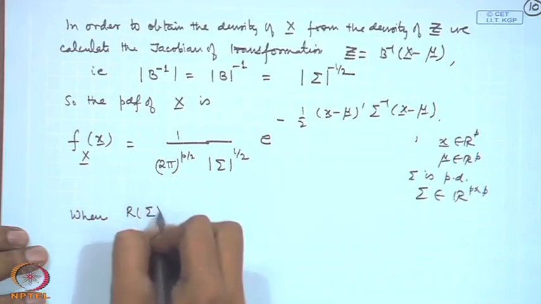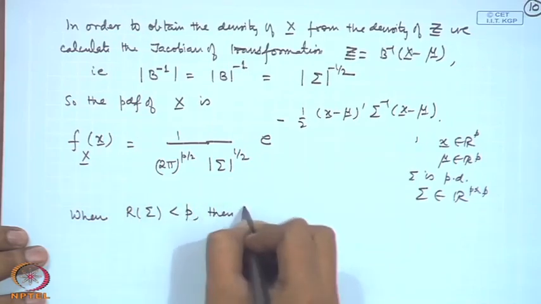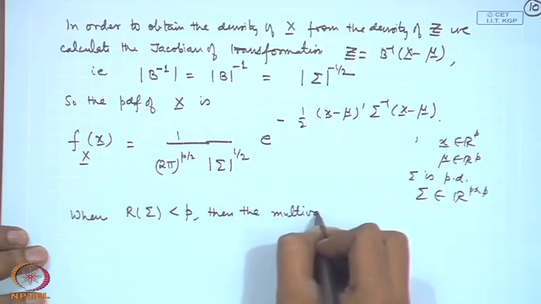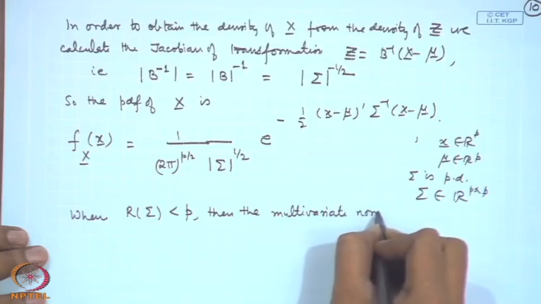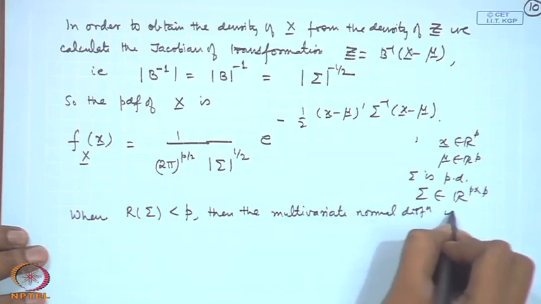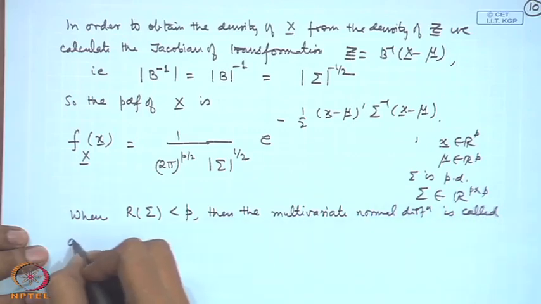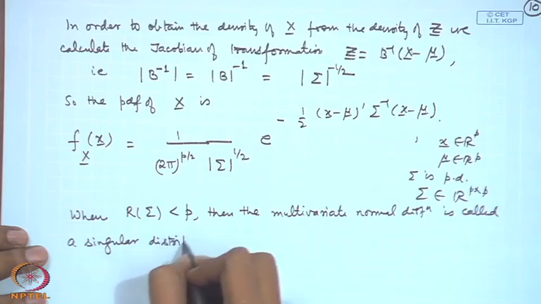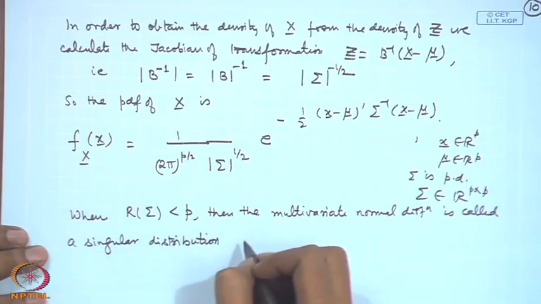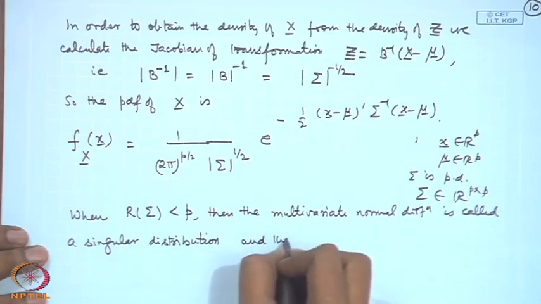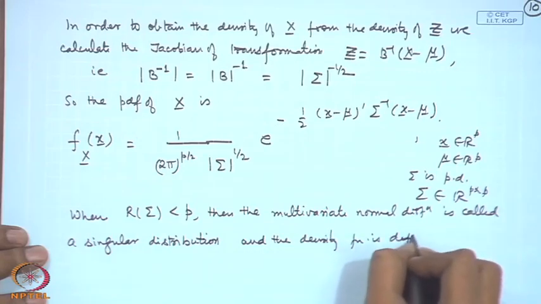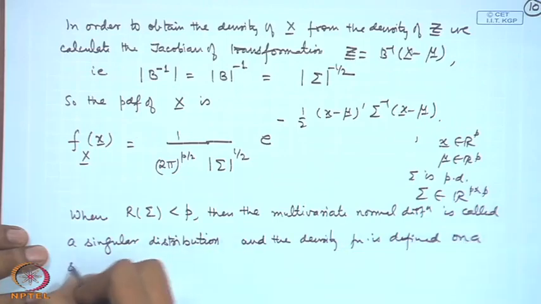When rank of sigma is less than p, then the multivariate normal distribution is called a singular distribution. And the density function is defined on a subspace.